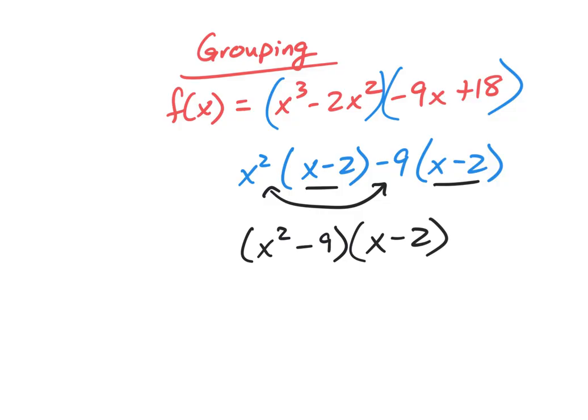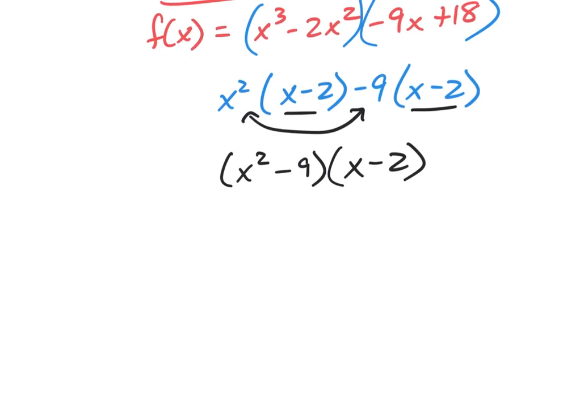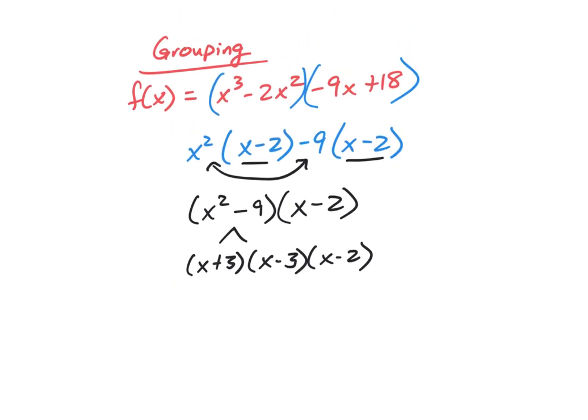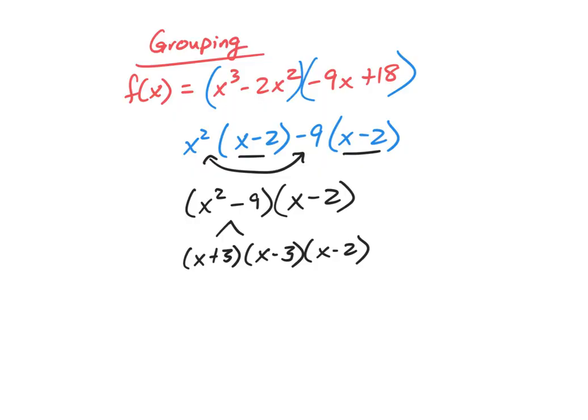Well, what could we do with x squared minus 9? What kind of factoring can we apply to x squared minus 9? You bet, so there's another factoring method. And so we would do x plus 3, x minus 3, and x minus 2. And those are my 3 factors. My 3 zeros here would be negative 3, positive 3, and 2.